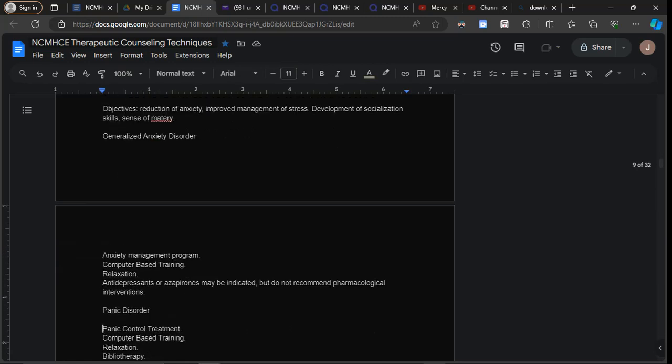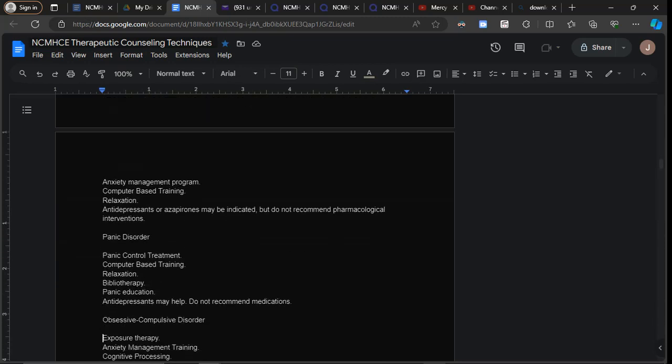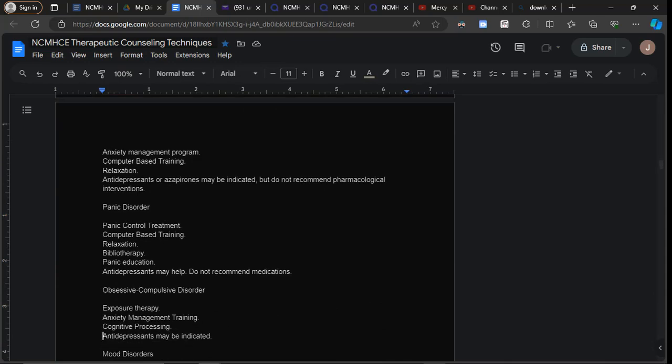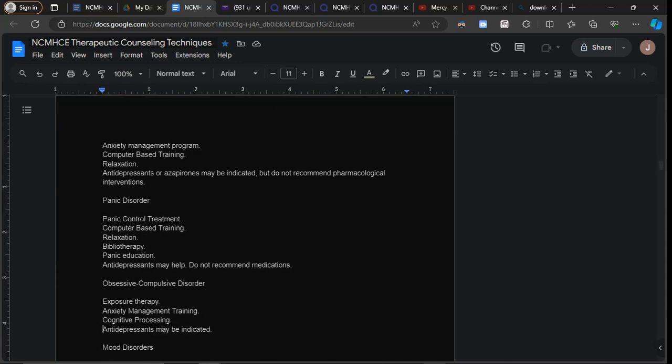Generalized anxiety disorder: anxiety management program, computer-based training, relaxation. Antidepressants or azapirones may be indicated, but do not recommend pharmacological interventions. Panic disorder: panic control treatment, computer-based training, relaxation, bibliotherapy, panic education. Antidepressants may help, but do not recommend medications. Obsessive compulsive disorder: exposure therapy, anxiety management training, cognitive processing; antidepressants may be indicated.